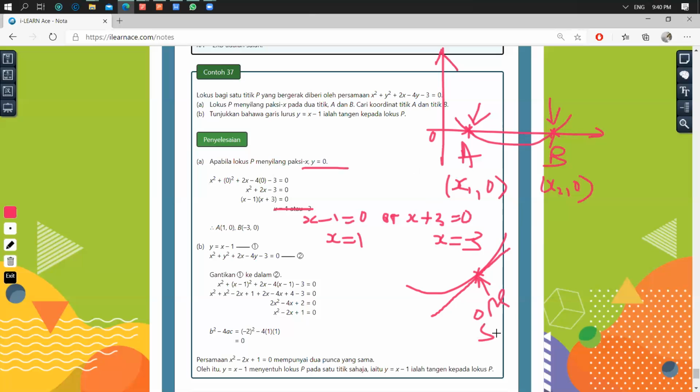One solution. Okay, so what you are going to expect to do here is to substitute these two equations together, and you're going to end up with a quadratic equation, and we're going to use b squared minus 4ac equals to 0.